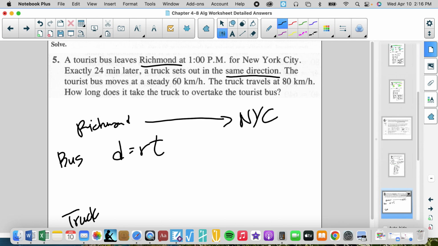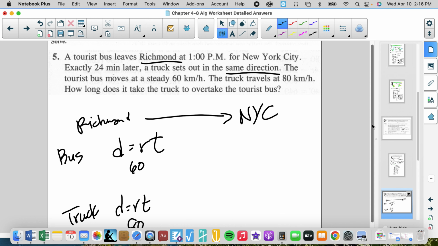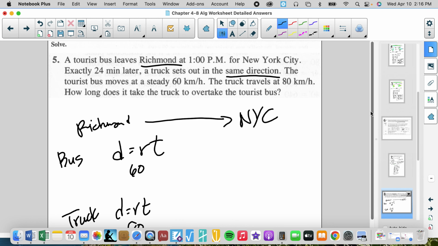The tourist bus moves at a steady 60 kilometers. The truck travels at 80 kilometers. So distance equals rate times time. So the truck is 80. That's its rate of speed, 80. The tourist bus travels at 60 kilometers per hour. And how long does it take? Oh, look at this. Exactly 24 minutes later.